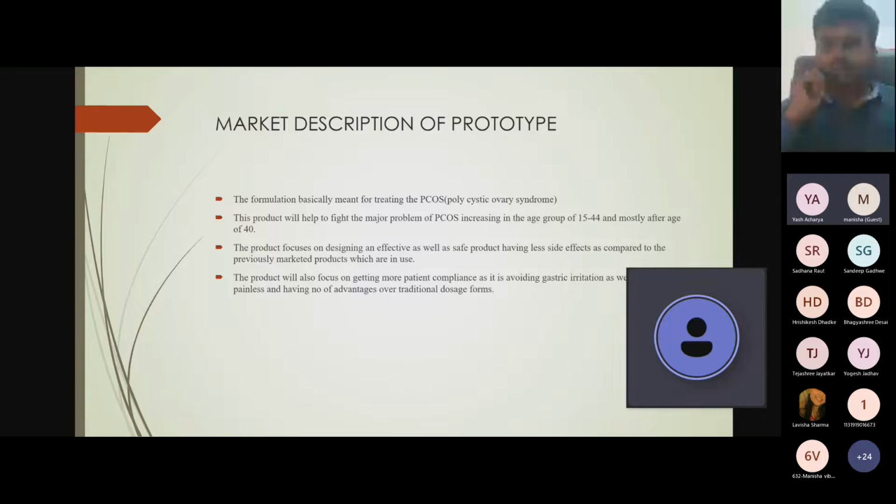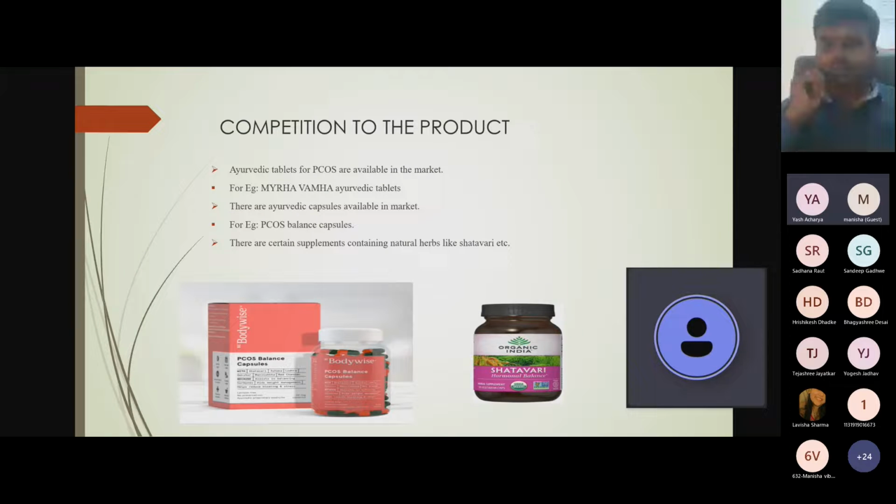Okay, then competition to our product. There are some formulations which can compete with our product, for example, Ayurvedic tablets for PCOS available in the market, such as Miravama. There are Ayurvedic capsules, and certain supplements containing natural herbals like Shatavari. But as we have transdermal patches, it will be painless and an easy route of administration, and we are focusing on decreasing the side effects of our formulation. So our formulation will be a good choice over all the formulations in the market.